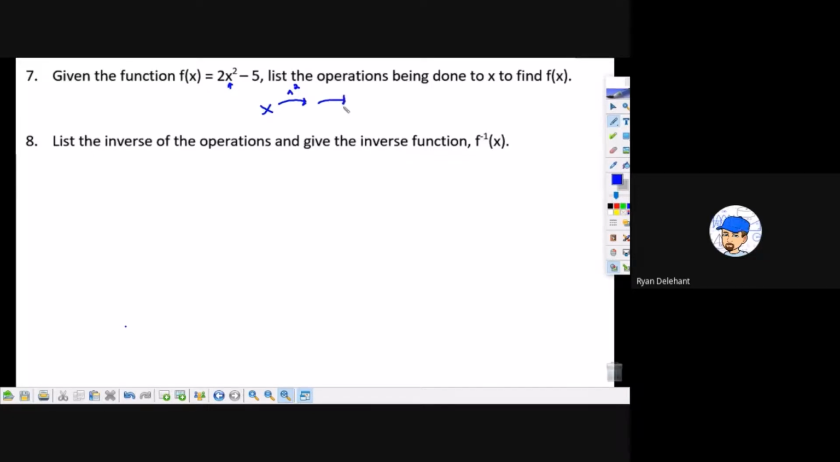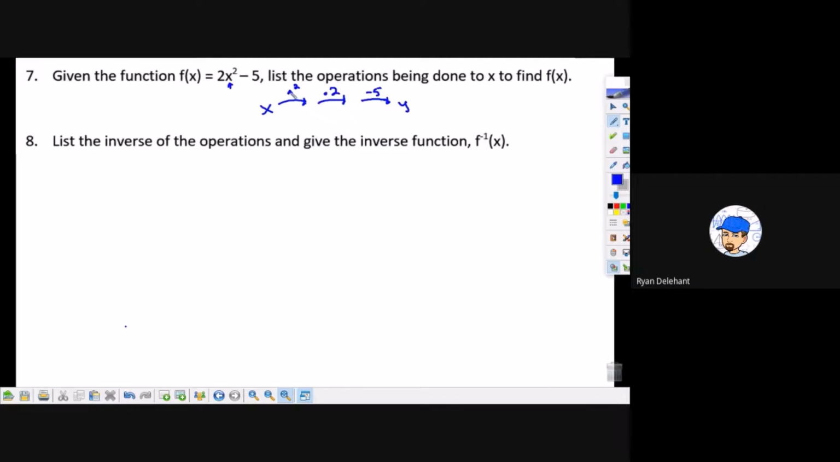Then I'm left with a multiplication and a subtraction. Based on order of operations, I'm going to multiply by 2. And then the only thing I'm left with is the subtract 5. That's what I would do with the X to figure out the output.